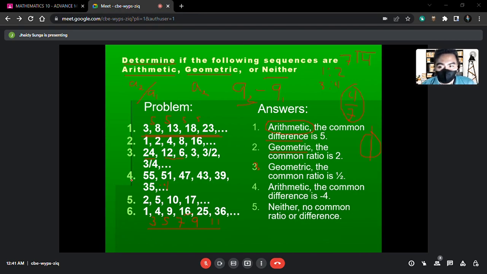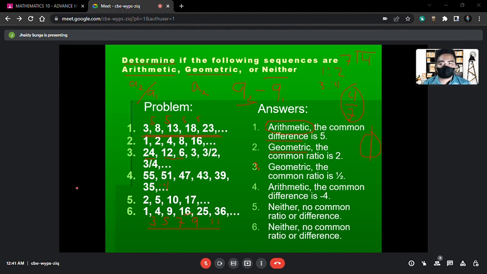The pattern would be neither, right? The sequence would be neither arithmetic nor geometric. And we could say that there is no common ratio and no common difference.